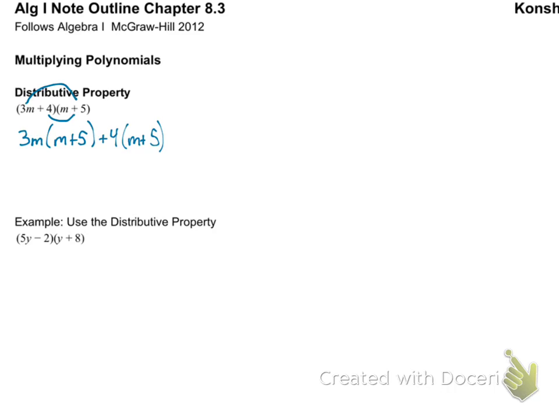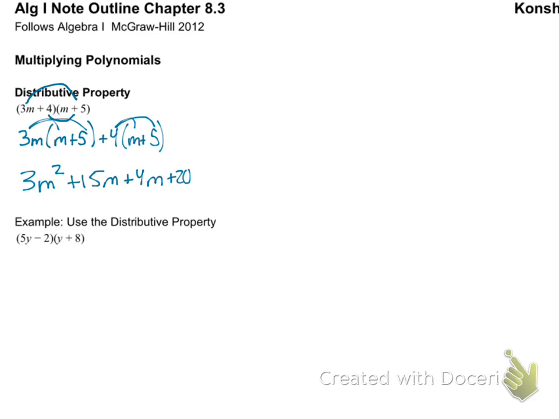What would I do with 3m and 4 now? Distribute again. So this is where you don't keep making the rainbows. You do it one at a time. 3m times m? No. 3m squared. 3m times 5? 15m. 4 times m? 4m. And 4 times 5? 20. The last thing you should always do is gather like terms, put it in standard form.